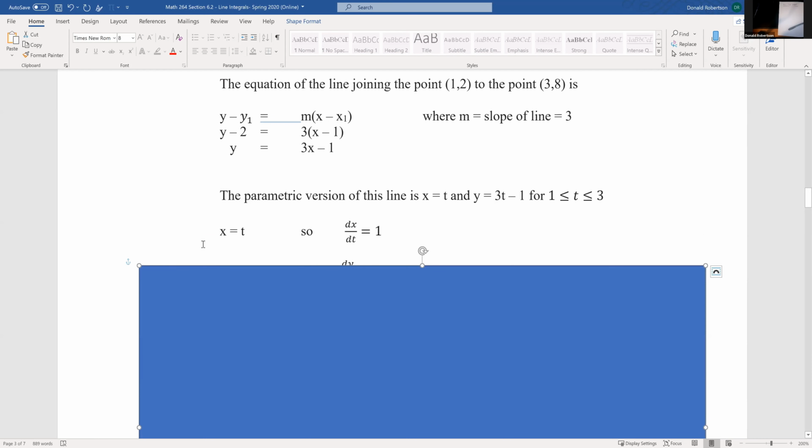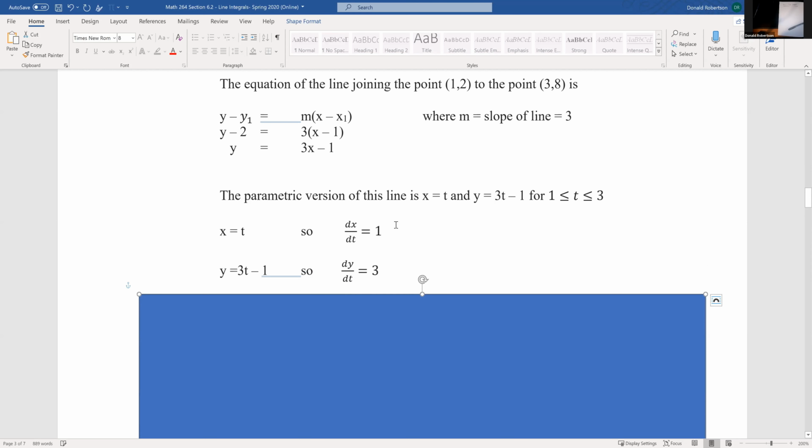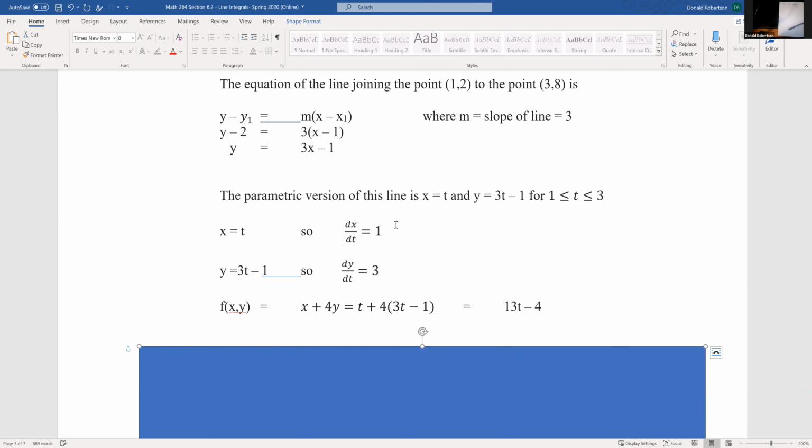Right, now you put these pieces together. Here we go. X is t, so its derivative with respect to t is 1. Y is 3t minus 1, its derivative is 3. You can't get much nicer than numbers. F of x, y is x plus 4y, which is this guy, which I believe is 13t take away 4.